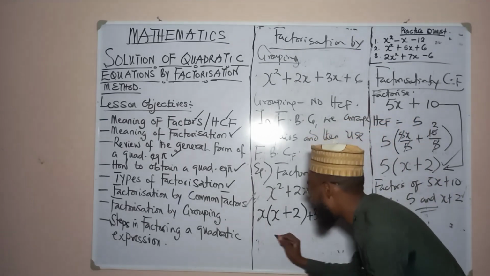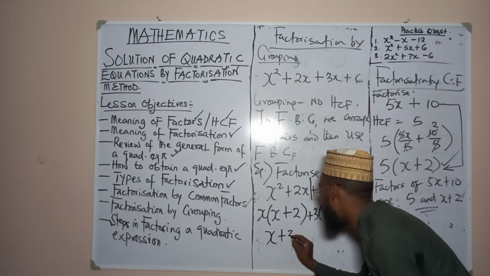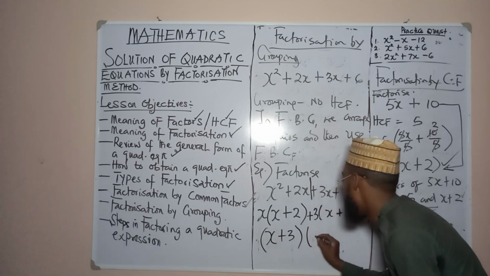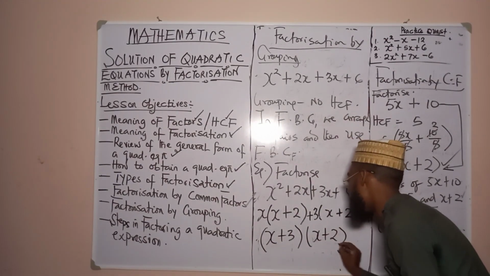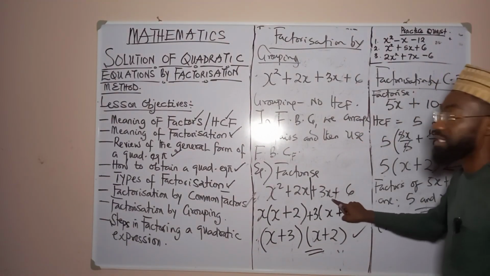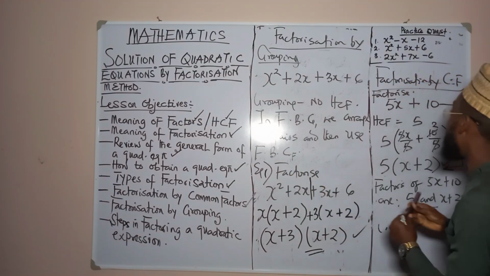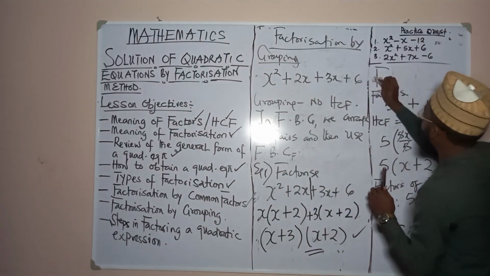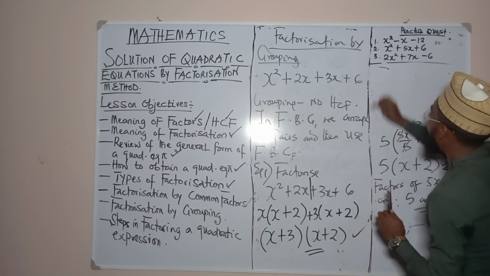So you group the ones outside. What do we have outside? X plus 3 bracket. What do we have inside? It is the same, x plus 2. We have factorized this. We will take another example to buttress what I've just said now. I guess you will understand what is happening now.